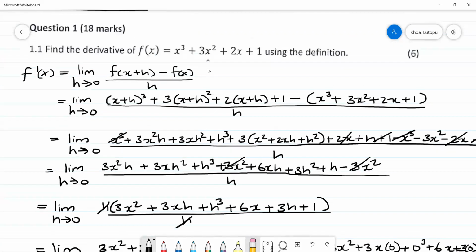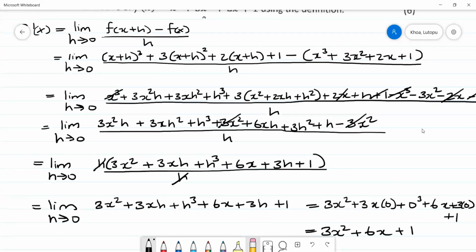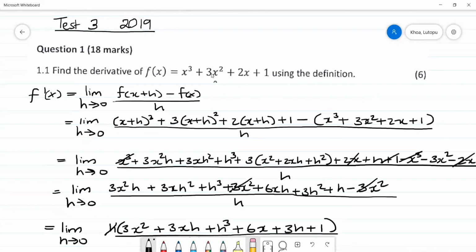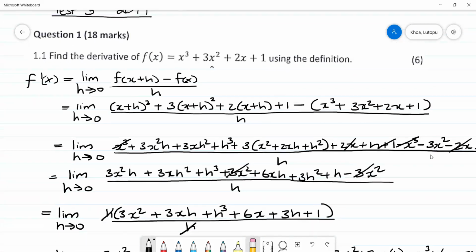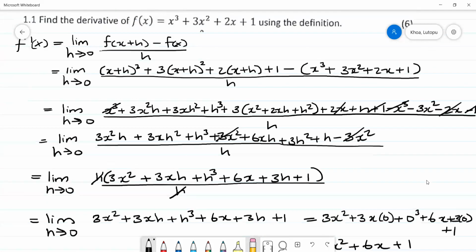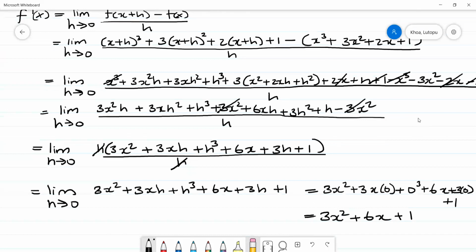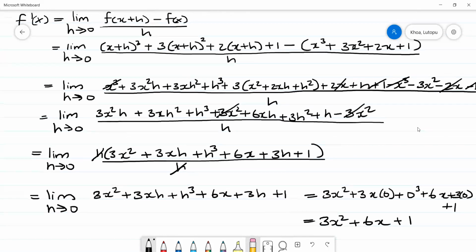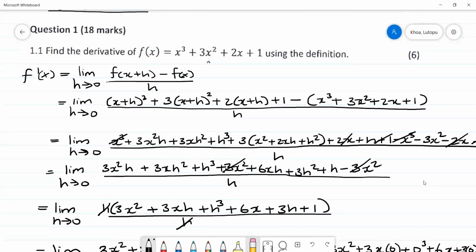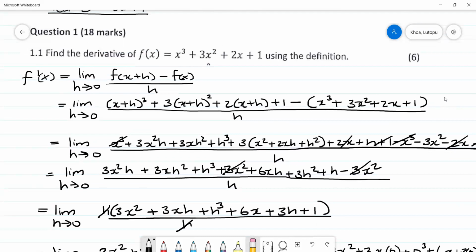And if you've done it using the short method, the 3 will come down. We will have 3x squared. Then the 2 will come down, multiply with the 3, you get 6x, which is what we have, plus 2. Okay, what did I do wrong there? Okay, I see what I did. I missed here, dear. This is 2h.